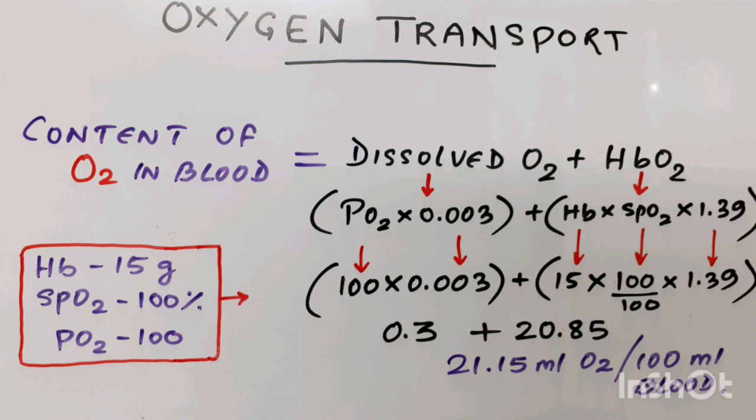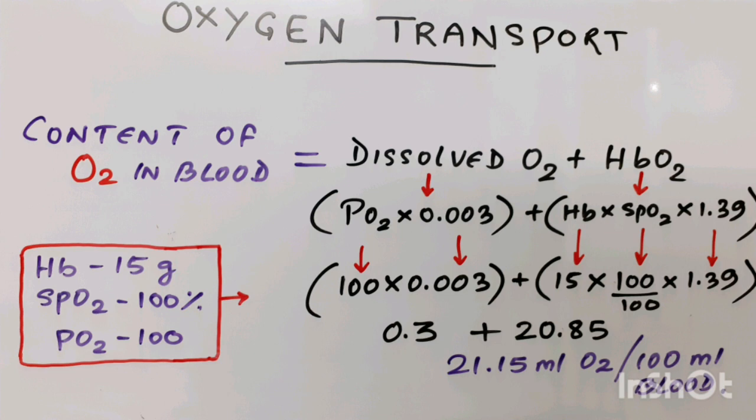Now we know that each gram of hemoglobin contains 1.39 milliliter of oxygen, assuming all the four heme units are occupied by oxygen molecules. So if 1 gram of hemoglobin carries 1.39 milliliter of oxygen, 15 gram hemoglobin with a saturation of 100% will contain 20.85 milliliter of oxygen.